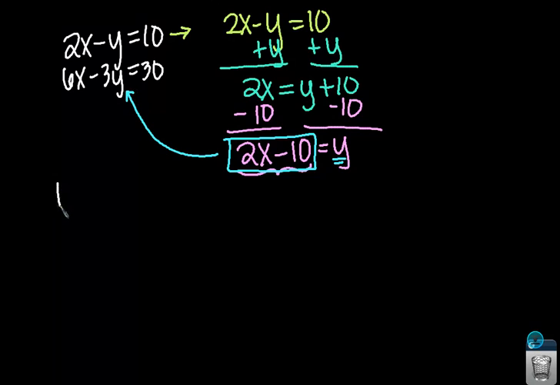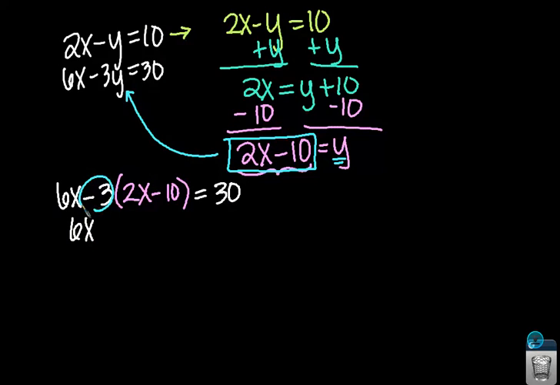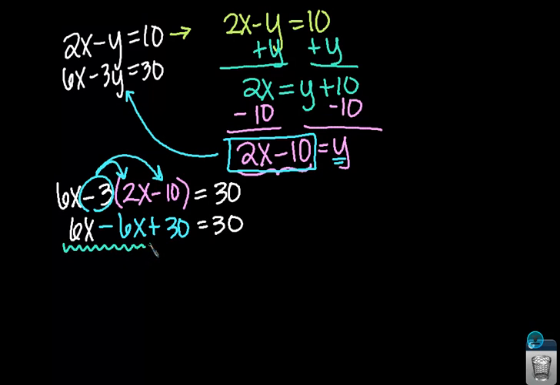So I'm going to have 6x minus 3y, which is 2x minus 10, and that is equal to 30. So I have 6x, and then I'm going to distribute my negative 3 to both terms. So I have negative 6x plus 30 equals 30. Now we combine like terms, and 6x minus 6x actually cancels to 0 and leaves us 30 equals 30.